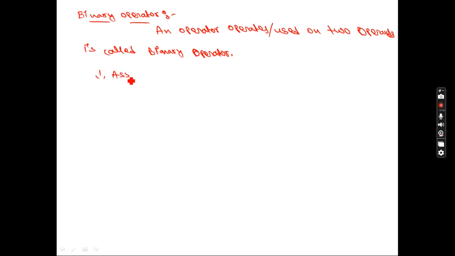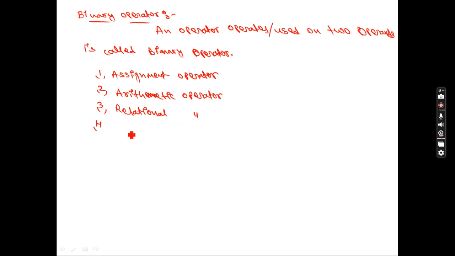One is the assignment operator. The next one we are going to discuss, and that is an important one, is the arithmetic operator. After this, the next is the relational operator. The next one is the logical operator. I will explain everything. And the next one is the bitwise operator. So first I'm going to explain the concept of the assignment operator.